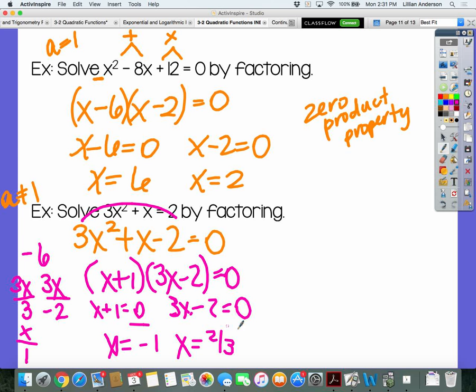And there you go. Your two solutions. So for this particular quadratic, it's crossing the x-axis at -1 and at 2/3. Questions on factoring or solving by factoring?